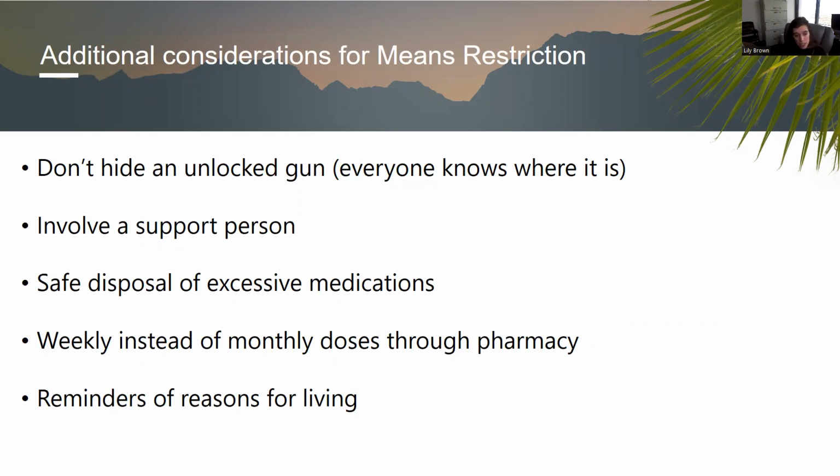It might be helpful to consider getting rid of excessive medications you don't need. It might be worth it to think about weekly dosing through your pharmacy of medication as opposed to monthly dosing. And it might be helpful to set some reminders up for yourself about why it's important to you to keep living. What makes your life valuable? What are your reasons for living? Like a Post-it note with the people who are important to you that you might post on the dashboard of your car, as one example.